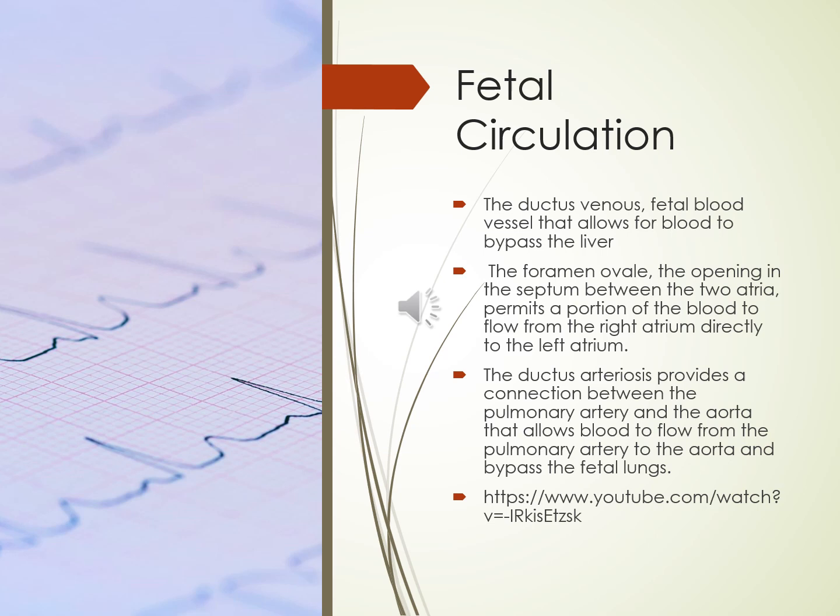When we talk about fetal circulation, the ductus venosus is a fetal blood vessel that allows blood to bypass the liver. The foramen ovale is the opening in the septum between the two atria. This permits a portion of blood to flow from the right atrium directly to the left atrium. The ductus arteriosus provides a connection between the pulmonary artery and the aorta that allows blood to flow from the pulmonary artery to the aorta and bypass the fetal lungs. So this is all happening during fetal circulation.